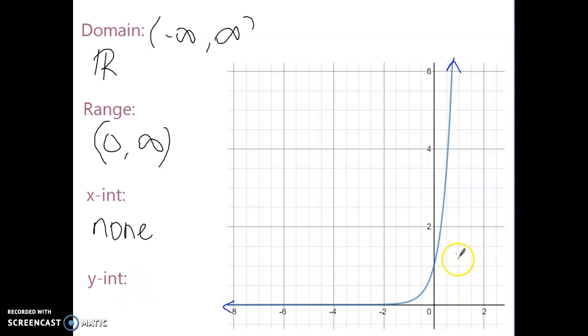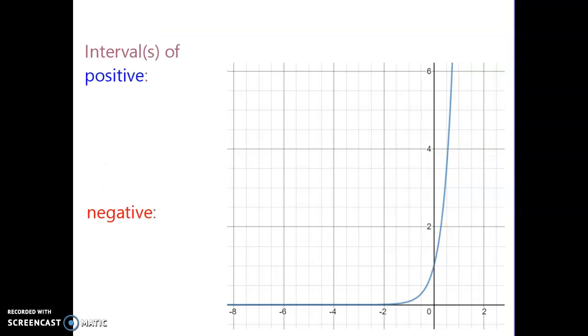All right, how about the y-intercept? Well, the y-intercept is our anchor point. Until we do translations, that's always going to be our y-intercept, and that is the point 0, 1, because anything other than 0 raised to the 0 power is 1. Okay, let's see what else we can find out about this one. Let's look at intervals of positive and negative. Okay, now think about what that meant. Positive means above the x-axis, negative means below the x-axis.